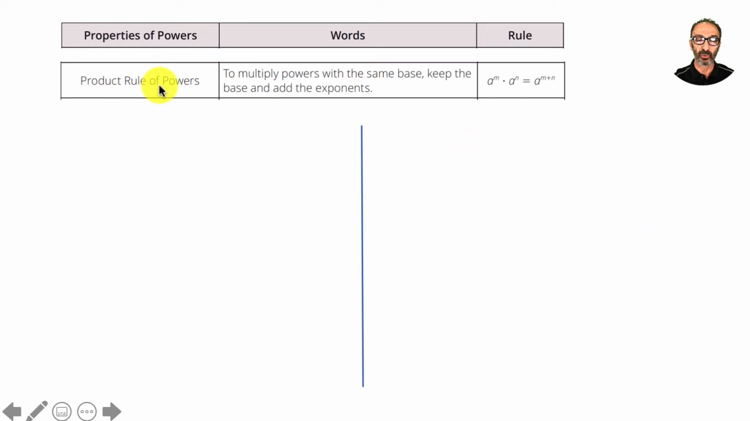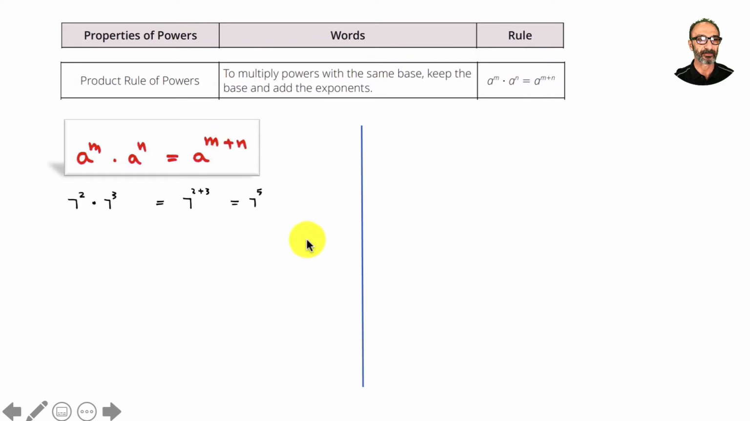The product rule of powers. When you multiply a to the power m times a to the power n, you add the exponents and you keep the base. Sometimes students multiply the base, and it's a common mistake. Here's the rule written by hand: a to the power m times a to the power n equals a to the power m plus n. So you keep the base and you add the exponents.